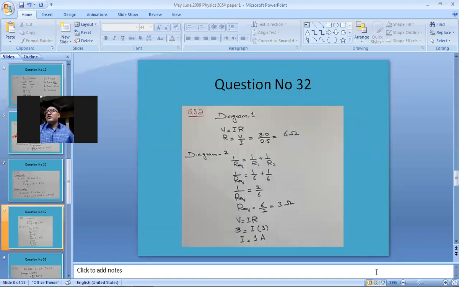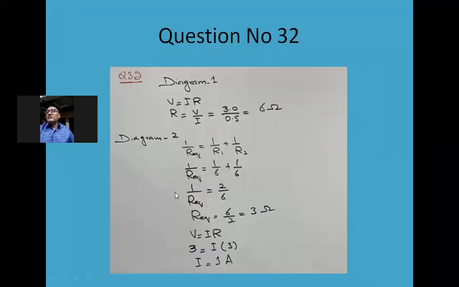In diagram 1, V equals IR. So R equals V by I, and that will be 3 divided by 0.5, which is 6 ohm. So the resistance is 6 ohm. In diagram 2, those two resistors are connected in parallel to each other. So I can find their equivalent or combined resistance. So 1 by R equivalent is equal to 1 by 6 plus 1 by 6. So 1 by R equivalent is equal to 2 by 6.